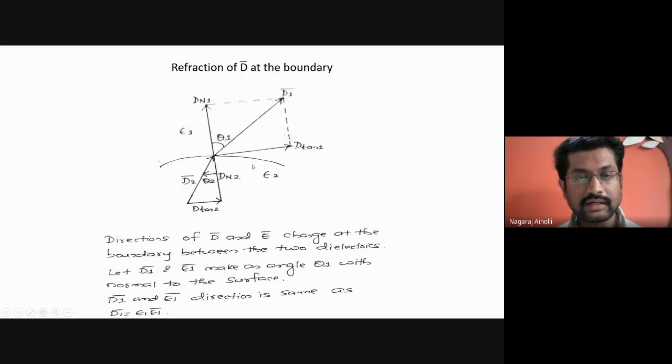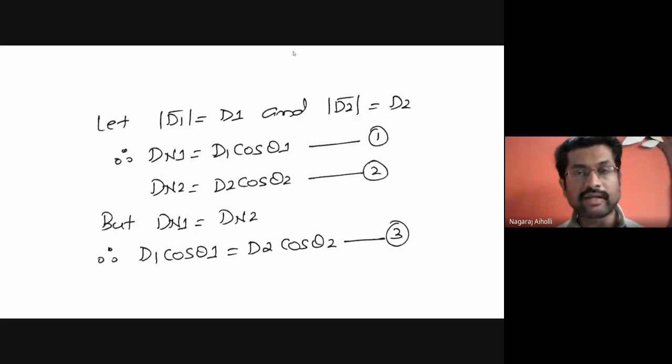Directions of D bar and E bar change at the boundary between the two dielectrics. Let D1 bar and E1 bar make an angle theta1 with the normal to the surface. D1 bar is making an angle theta1 and D2 bar is making an angle theta2 with the normal to the surface. D1 bar and E1 bar directions are the same because D is equal to epsilon into E. Therefore, the directions of D and E are the same. D1 bar is equal to D1 and D2 bar is equal to D2.